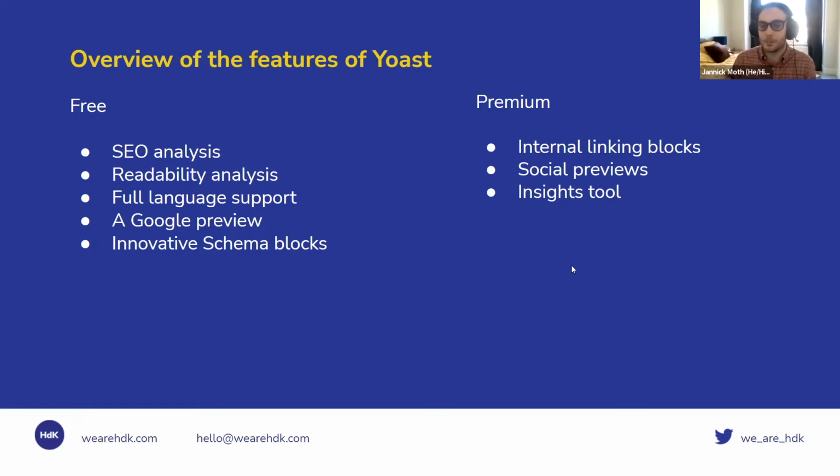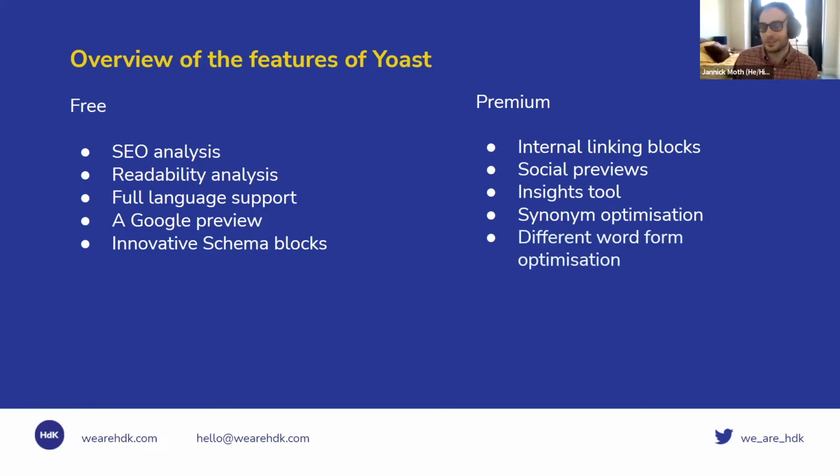You've also got synonym optimization and also different word forms, so single versus plural, helping you to really create organic content that is SEO focused. And then it's got automatic internal link suggestions. Something like Wikipedia is massively internally linked, which is why it ranks so high, because they've got this huge network of internally linked strong web pages. So it's giving you this kind of ability to do that with your own website.